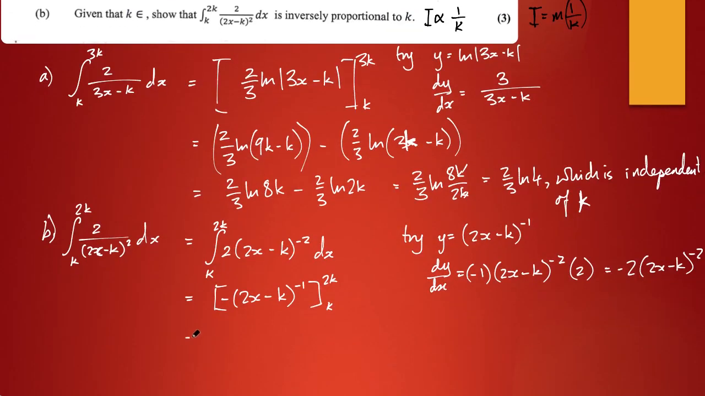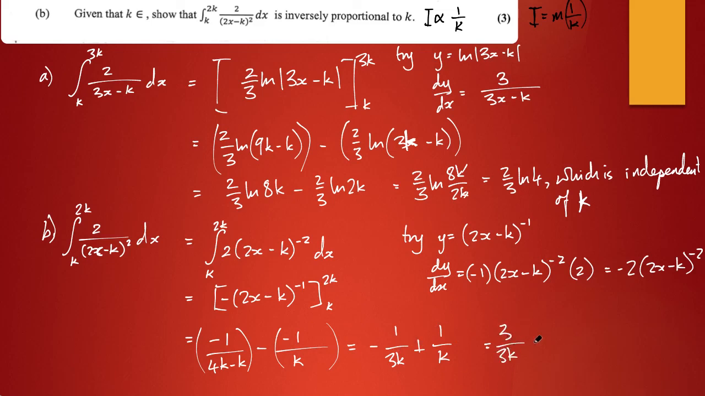Substituting into that, that gives me minus 1 over, because I'm going to flip this over that denominator, 2 times 2k is 4k, minus k, minus, and again that bracket there, minus 1 over, when x is k, 2k minus k is just k. So that equals minus 1 over 3k plus 1 over k. I can rewrite that as a fraction with the same denominator, so that is plus 3 over 3k minus 1 over 3k, which is 2 over 3k, which is 2/3 of 1 over k. Remember I'm trying to show this integral is some multiple of 1 over k, and I've shown that there.